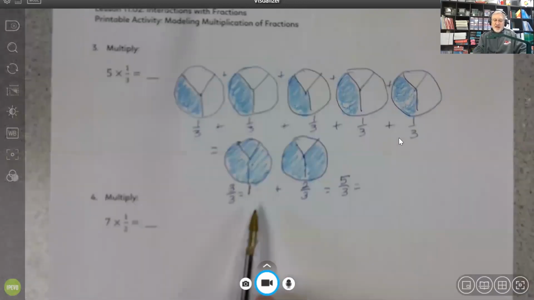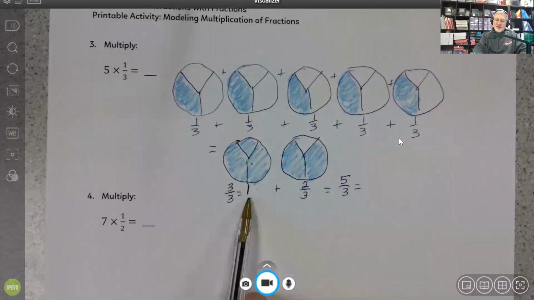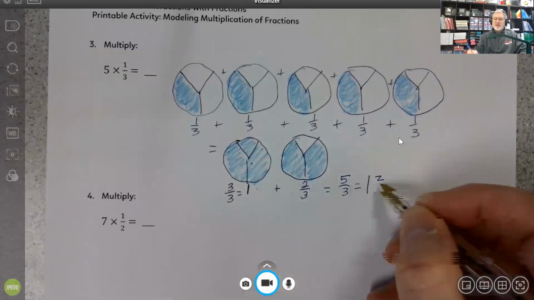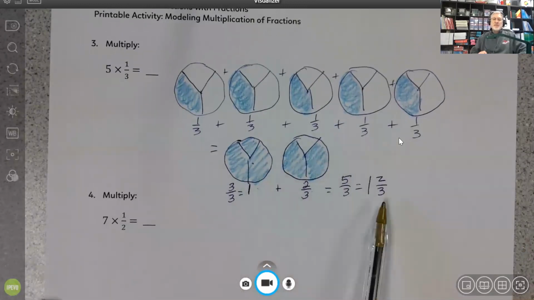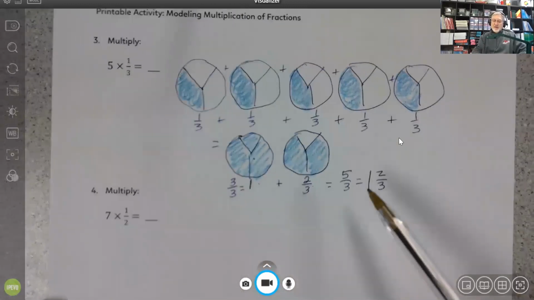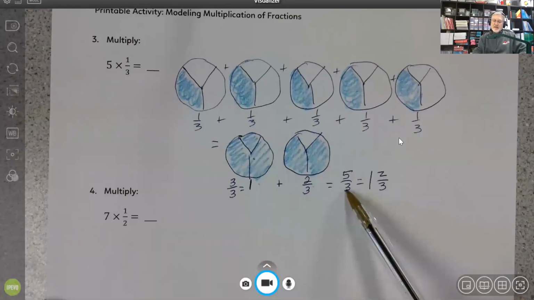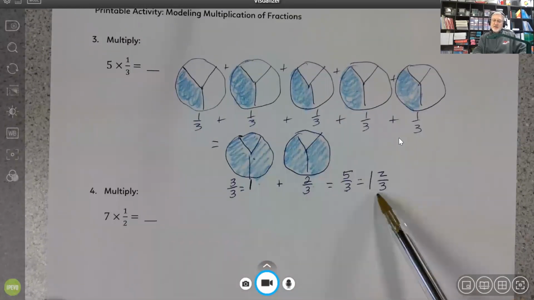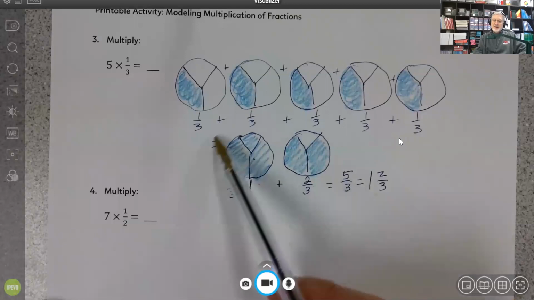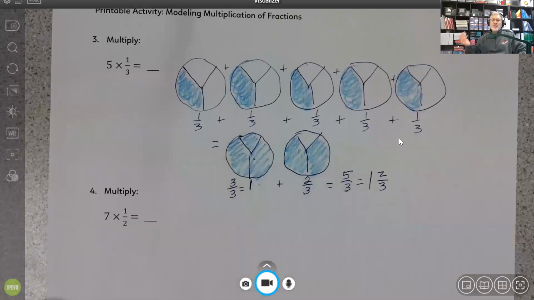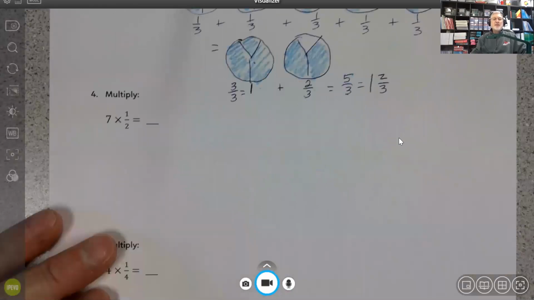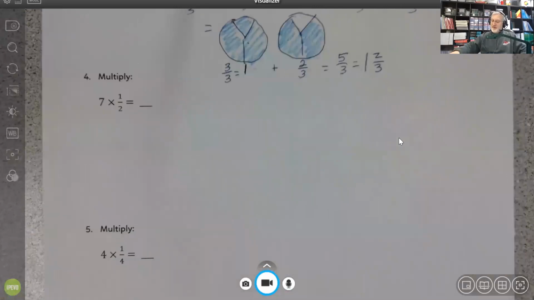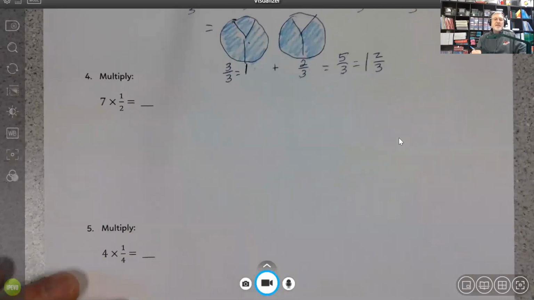But I also know that 3/3 is equal to 1, and 2/3 would be 1 and 2/3. So I could write it as an improper fraction and write it as a mixed number. You notice I didn't have to use my number bond to figure out my mixed number because I just looked at my model. So drawing a model takes that one step away from you where you don't have to use the number bond. All right, here I have 7 times 1/2.